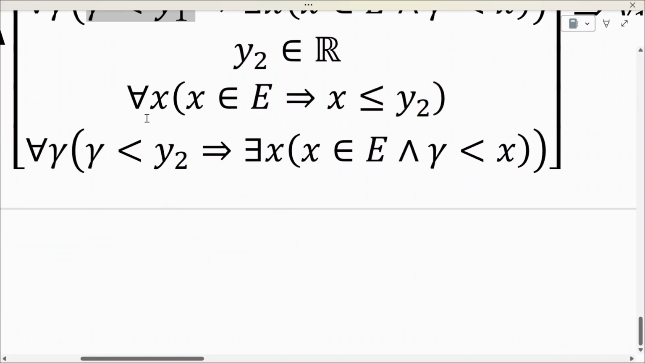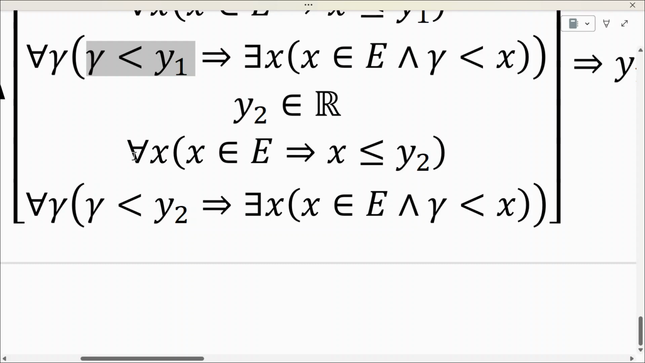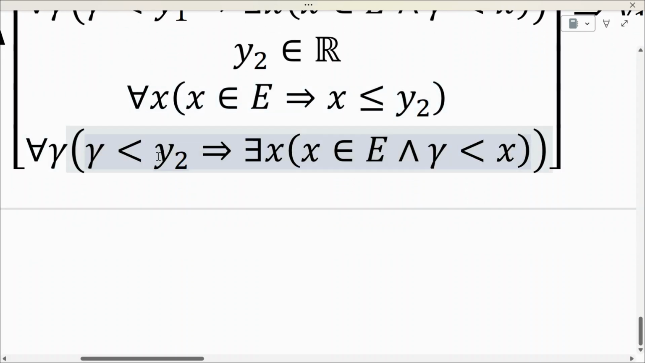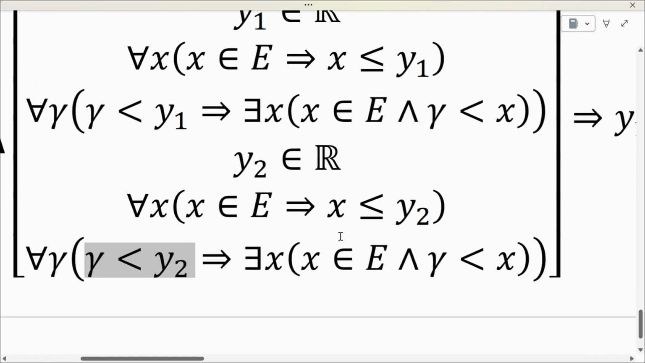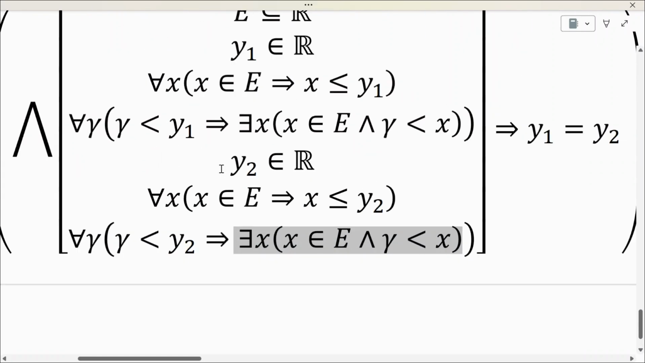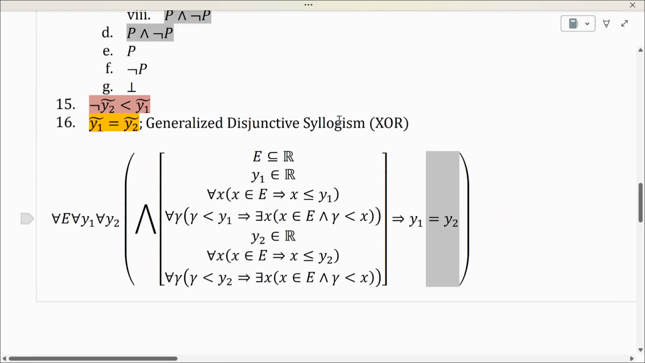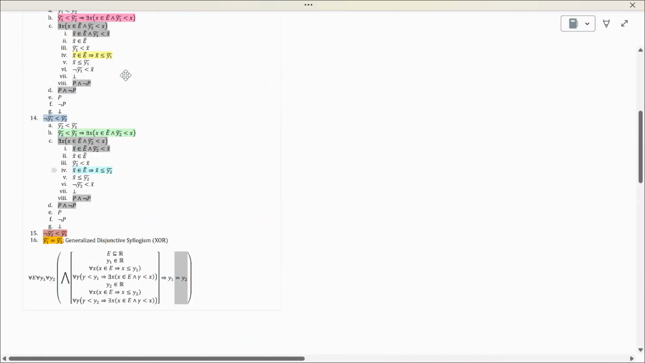And again here, if y2 is an upper bound and it is the least upper bound, then we're going to find a similar instance. And so we must have y1 equal to y2 by this entire argument.